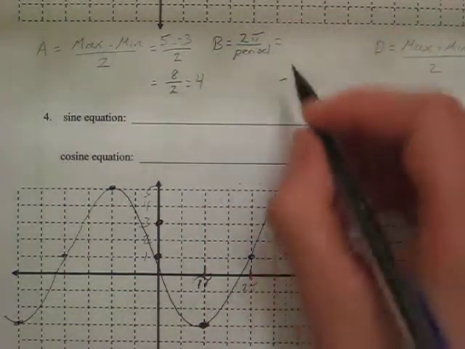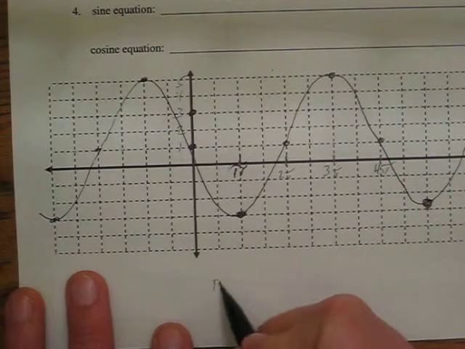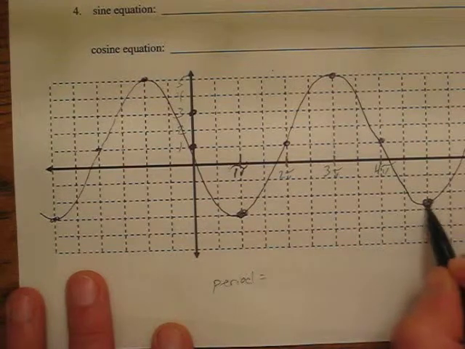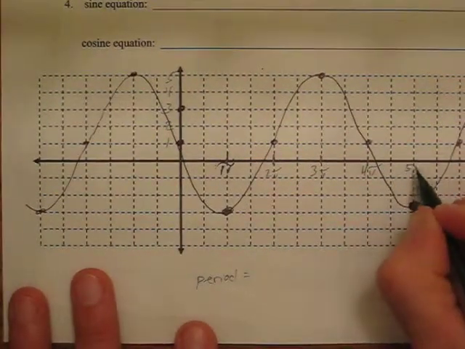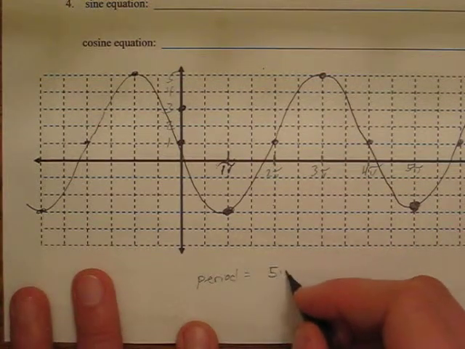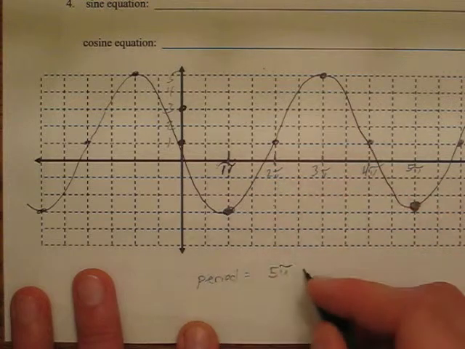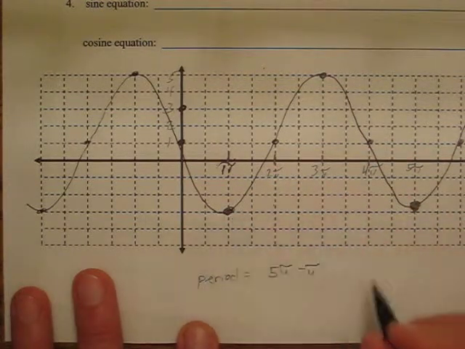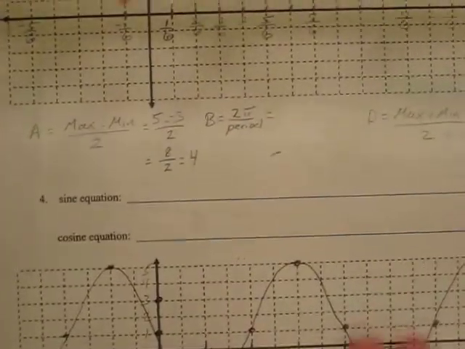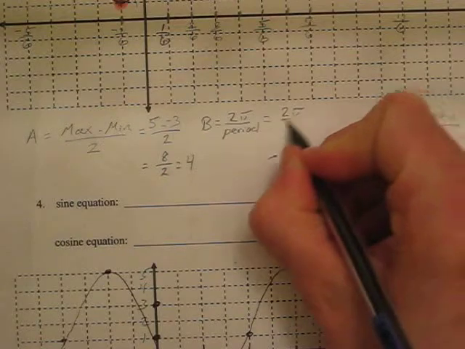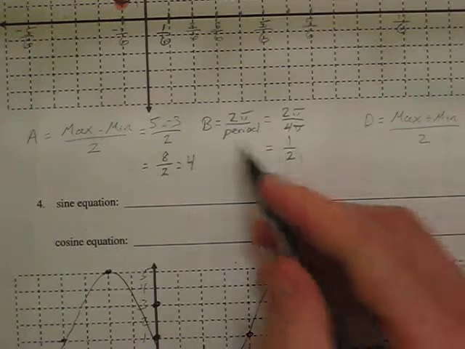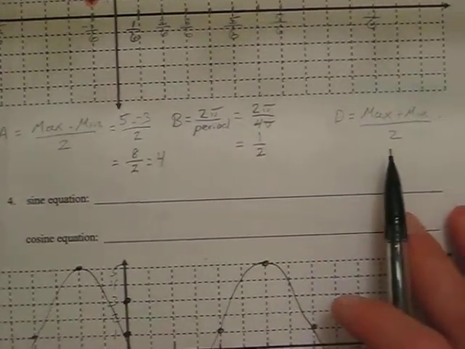2 pi divided by the period. First you have to calculate what the period is. So the period, remember, is the distance between 2 maximums, 2 minimums, or 3 zeros. Okay? That's 5 pi. So the distance between this final point and this initial point, which is pi, you just say the final minus the initial, and the period is 4 pi. Okay, so we have 2 pi divided by 4 pi, which reduces down to 1/2. That's your b value. That's what we're going to write into the equation.